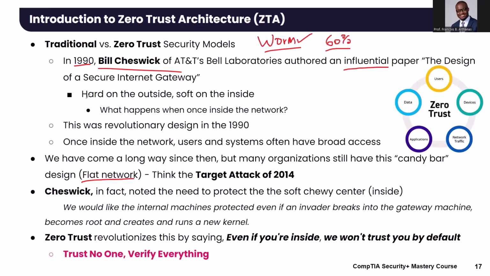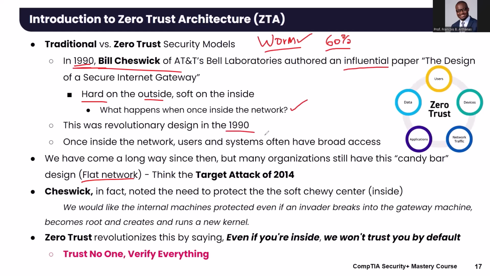He said that the way networks are designed, it's hard on the outside but soft on the inside. Meaning, once the bad guy gets into the inside, that's it. They're trusted, they can do whatever they want. So the question he was trying to ask was, okay, what happens when someone gets inside of the network? Should they just do whatever they want, right? And you can see, in the 90s, thinking like this was revolutionary.